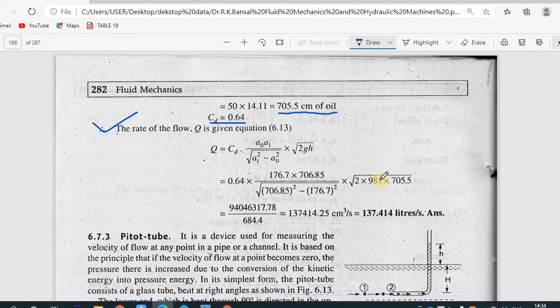Into 2 into 9.81. Why are we not taking 9.81? Because all the values are in centimeters, so we need to convert this into centimeter per second square. This will be 981. After this, the value of H is 705.5. After putting all these values, we can get the discharge, which is nothing but 137.414 liter per second.